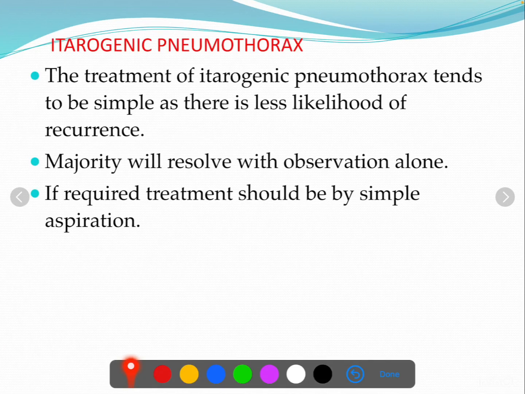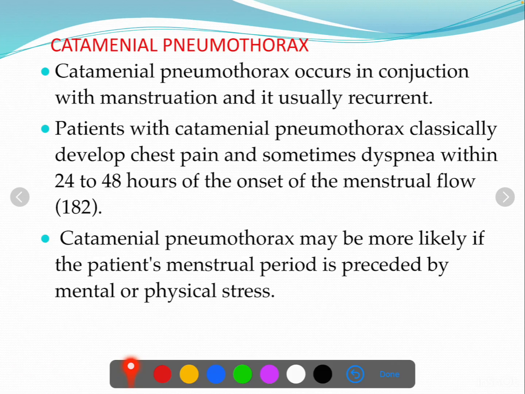Then what about the iatrogenic pneumothorax? The treatment of iatrogenic pneumothorax tends to be simple as there is less likelihood of recurrence, and the majority will resolve with observation alone. If required, treatment should be by simple aspiration. We should not do ICTD in patients with iatrogenic pneumothorax in most cases.